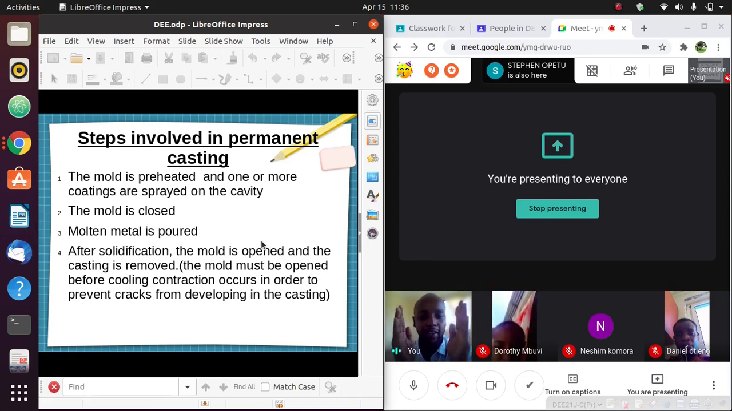Ukishafanya hiyo process, funika ama funga hiyo ya casting. Once you close that casting, then that is when the cavity will be formed. Ndio maana hapo ndio utaona ile shape ambayo unataka kutengeneza. Once you close the molds, then you can pour the molten metal into that mold. Once the casting solidifies, you can now open the molds, and then you'll have a final finished product.